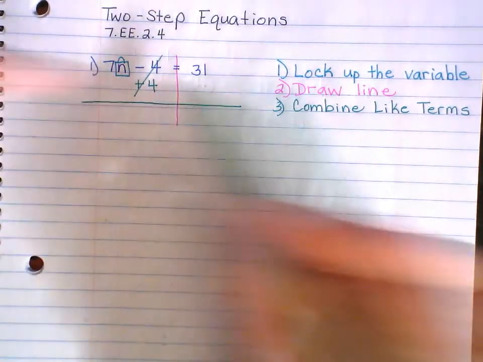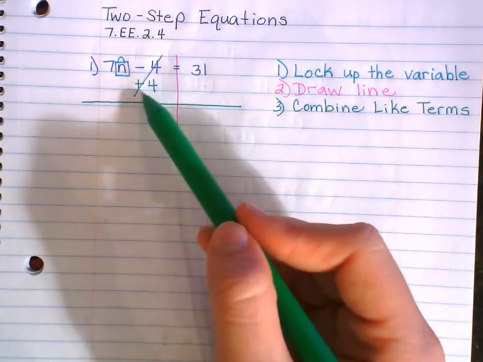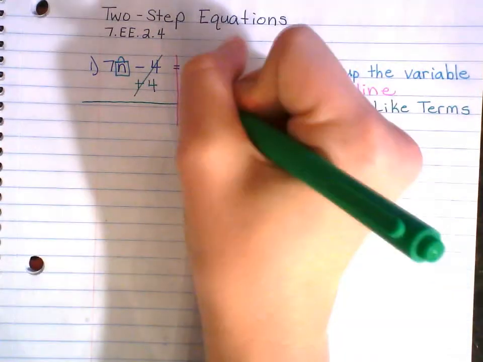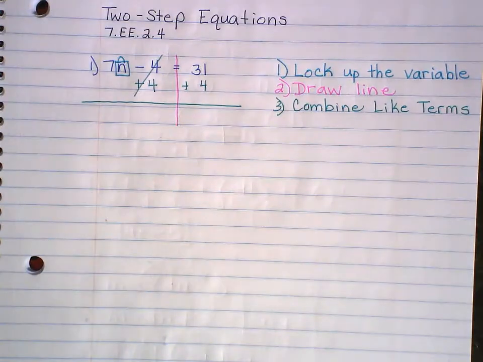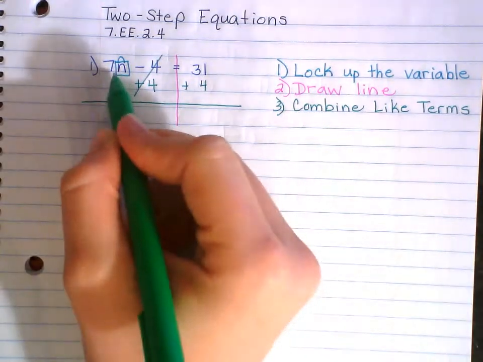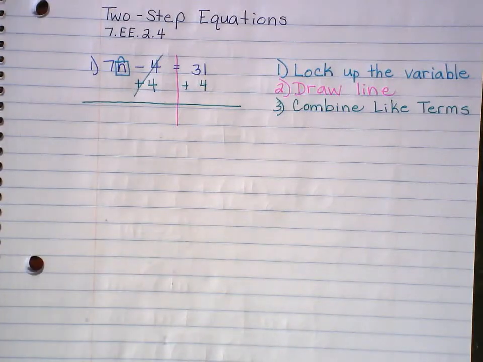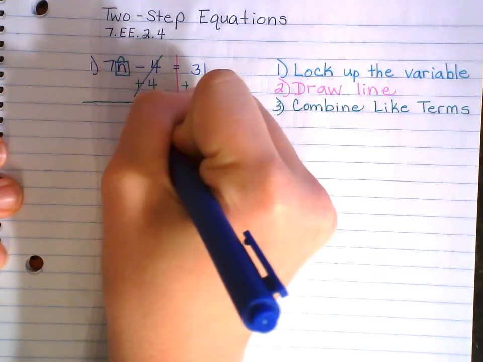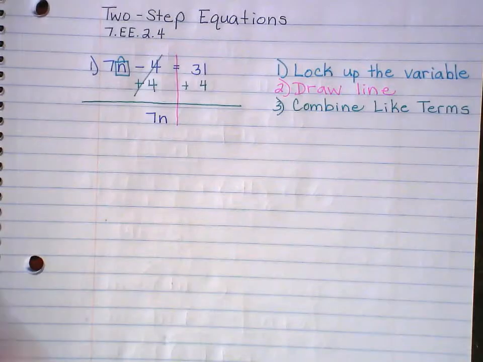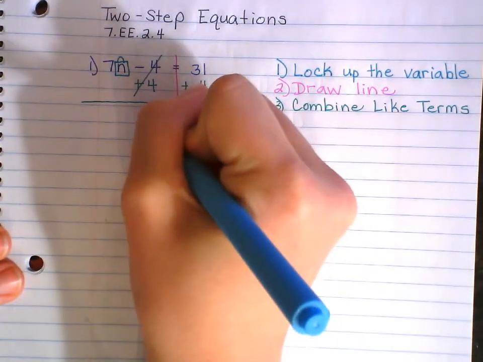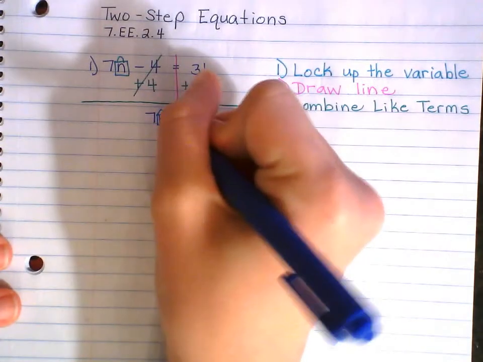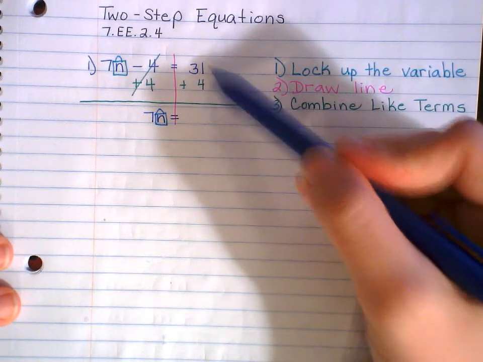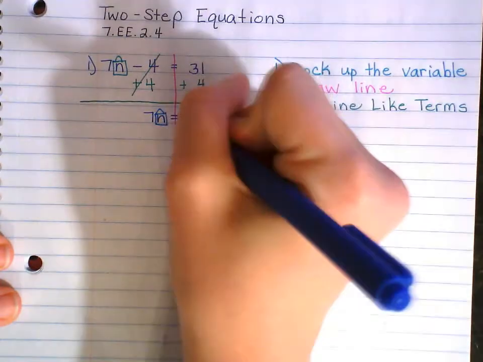Now, you can't just get rid of it. What you do to one side, you have to do to the other side. Okay, it's got to be balanced out. So then you bring down the 7n, because we still have that on the left side. You relock it up. Bring down the equal sign. And now you do 31 plus 4 is 35.